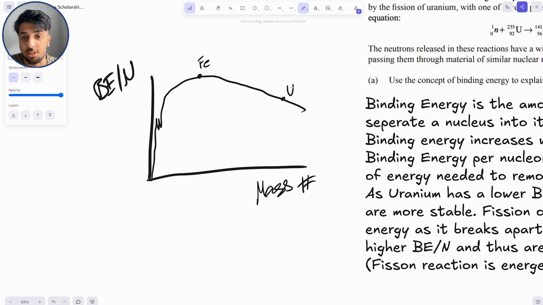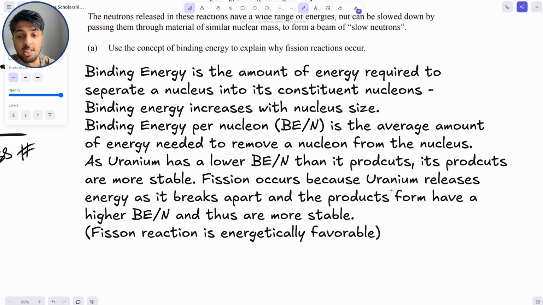So even though binding energy is greater in uranium, the binding energy per nucleon is reduced. So as uranium has a lower binding energy per nucleon, its products are more stable. Thus, fission occurs because uranium releases energy as it breaks apart, and the products have a higher binding energy per nucleon. Thus, they're more stable. In other words, a fission reaction is an energetically favorable process. An example of this would be a coffee mug, where the heat in the coffee wants to come out of the coffee, making the coffee have a lower energy state than it was previously.